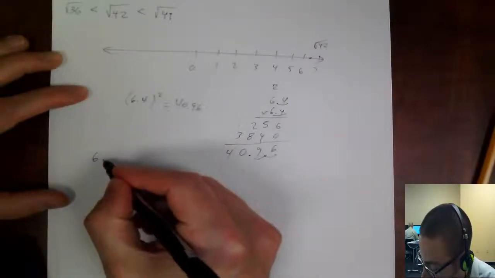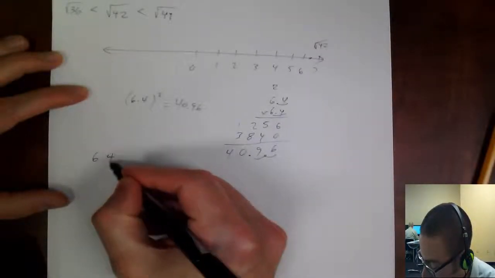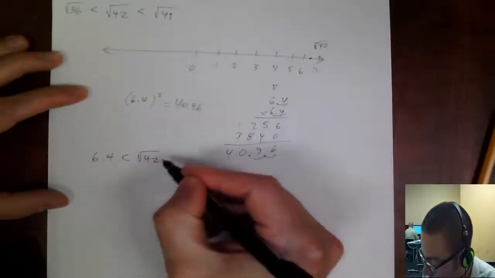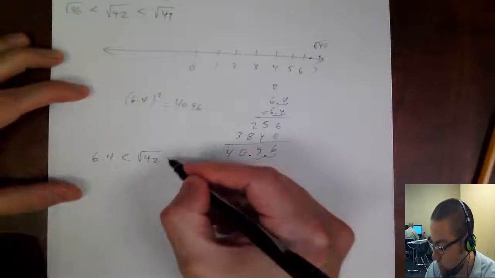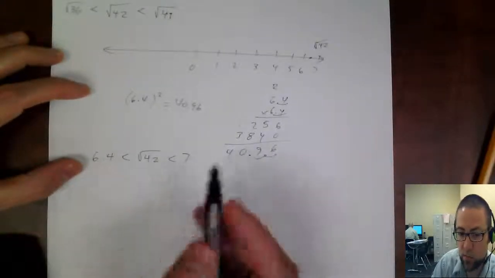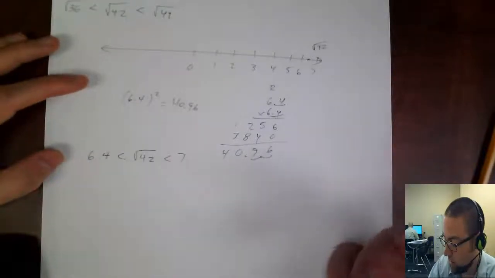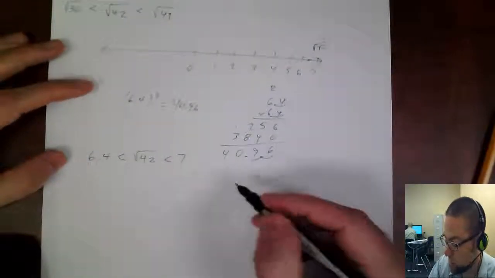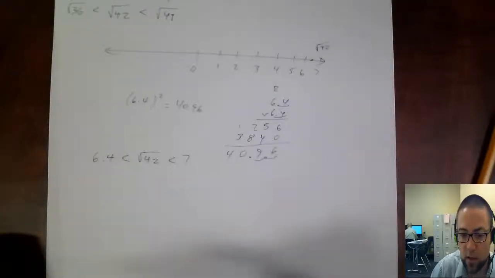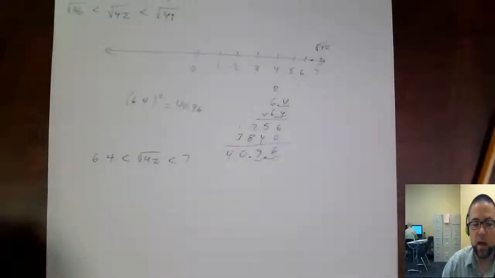So it's smaller than 42, so 6.4 would be smaller than the square root of 42. Then I have to pick a number between 6.4 and 7, and maybe I pick, I don't know, 6.7. So you can try those numbers until you happen upon your answer.